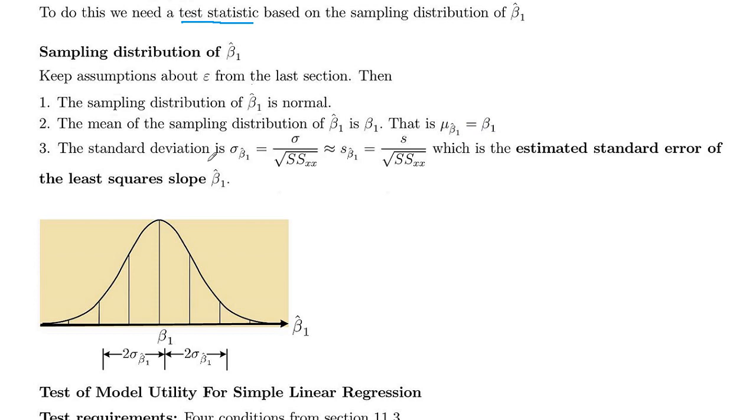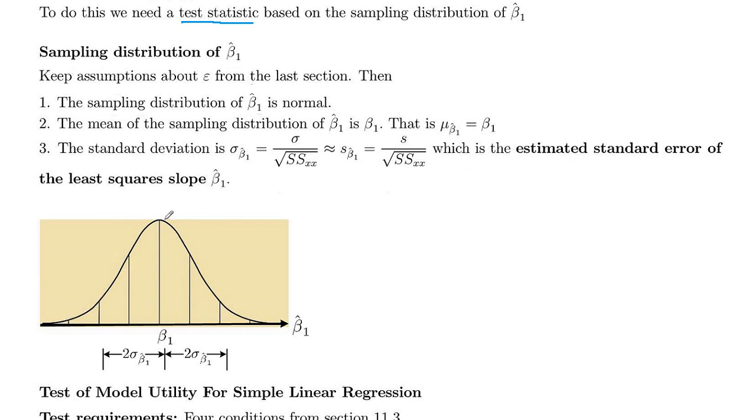And then our standard deviation, sigma sub beta 1 hat, is going to be our standard deviation sigma for the data divided by the square root of the sum of squares of xx. Now we don't know the population standard deviation, so we'll estimate that with the sample standard deviation for our data. That will give us S sub beta 1 hat, which is our estimate of sigma beta 1 hat. And that's going to be the estimated standard error of the least squares slope beta 1 hat.